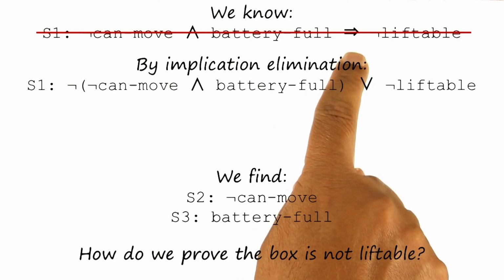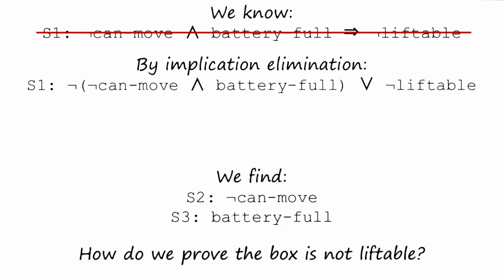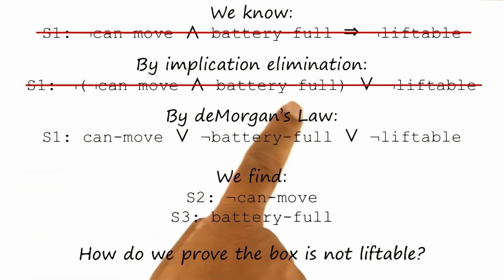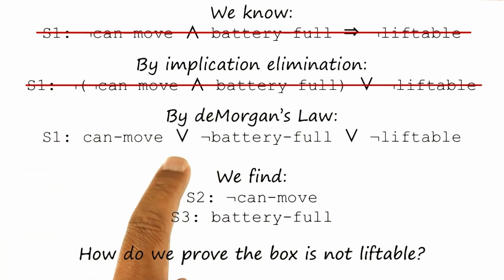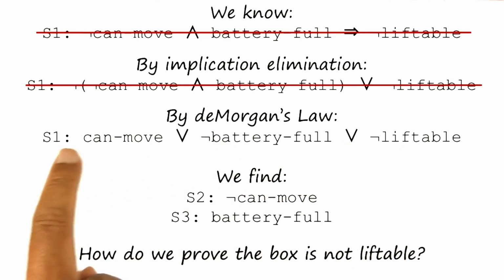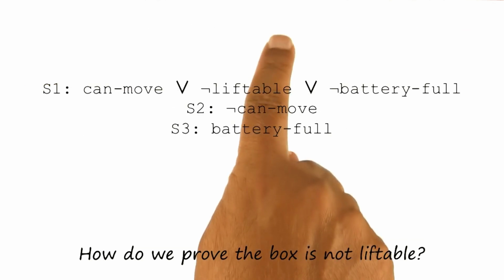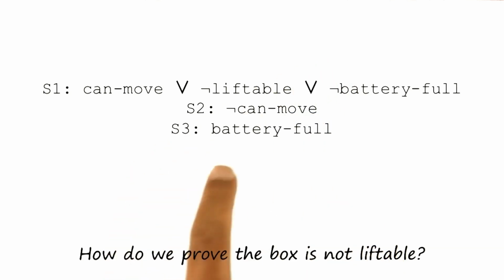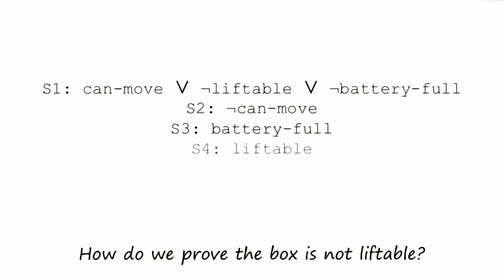But the sentence is not yet satisfactory. It is not yet a conjunctive normal form because this is a disjunction of conjunctions, and what we want are conjunctions of disjunctions. So we apply De Morgan's law, and now we get the following sentence. We're simply taking the negation inside, which flips the conjunction into a disjunction, and now we have 3 literals connected with disjunctions, and this is a conjunctive normal form. So now we have in the knowledge base 3 sentences, all 3 of them in conjunctive normal form, either literals or disjunctions of literals. Recall that the robot wanted to prove not liftable.